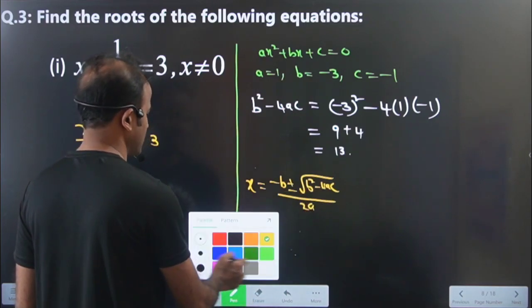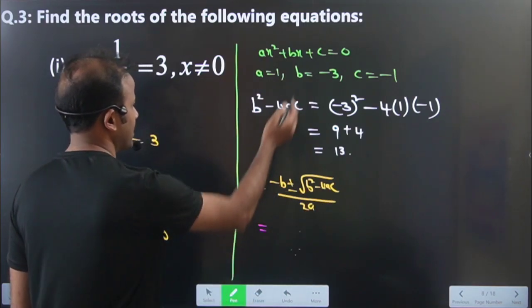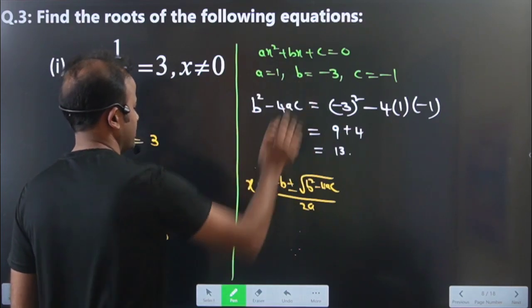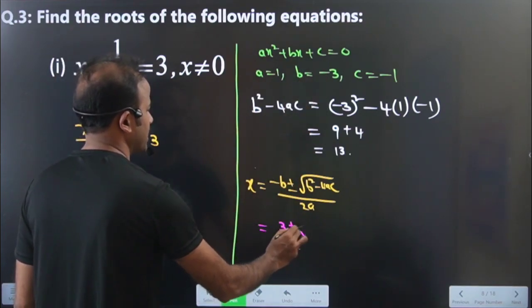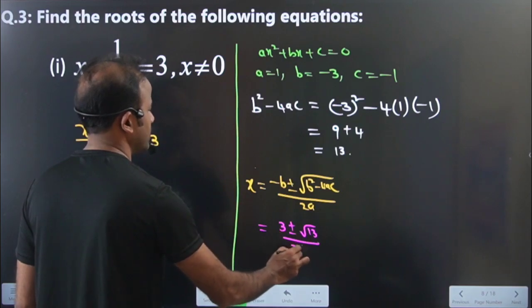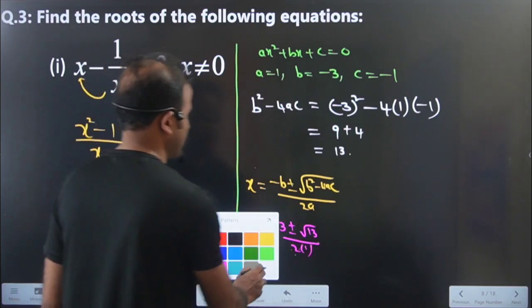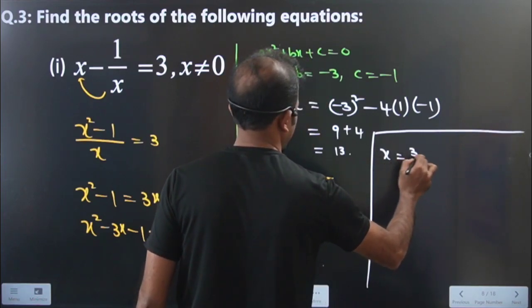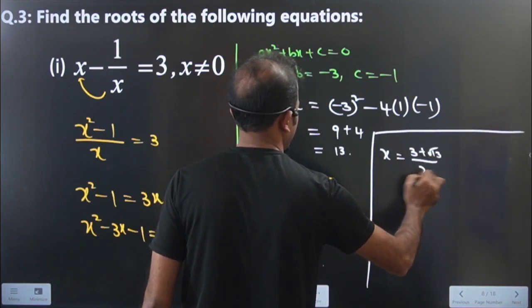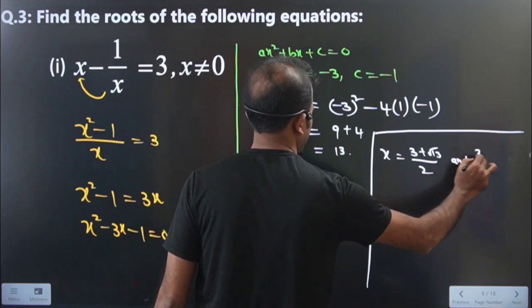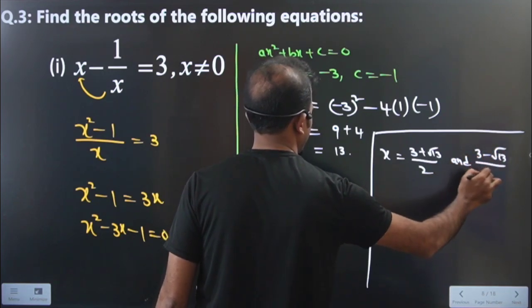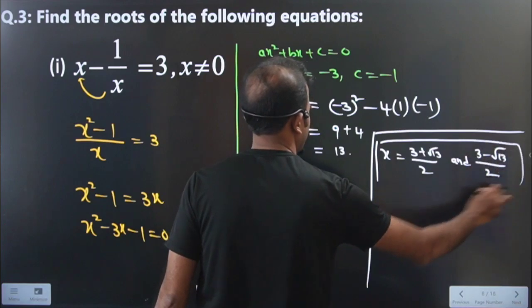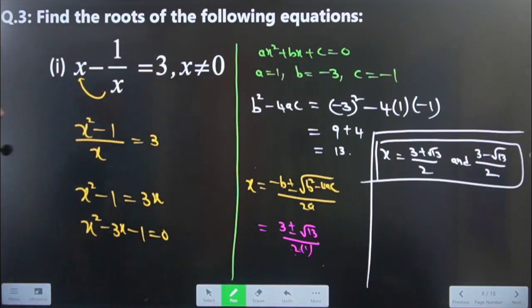Now substitute the values. Here, what is the minus b value? The b value is minus 3, so minus of minus 3 will become 3, plus or minus root 13 by 2 into 1. Okay, so finally we can write like this. One x value is 3 plus root 13 by 2, and the other one is 3 minus root 13 by 2. Okay, is it clear? Right. Move on to the next question.